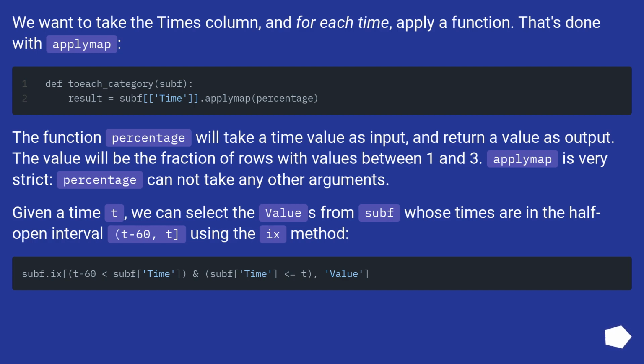The function percentage will take a time value as input, and return a value as output. The value will be the fraction of rows with values between 1 and 3. Applymap is very strict, percentage cannot take any other arguments. Given a time t, we can select the values from sub whose times are in the half-open interval (t-60, t], using the between method.